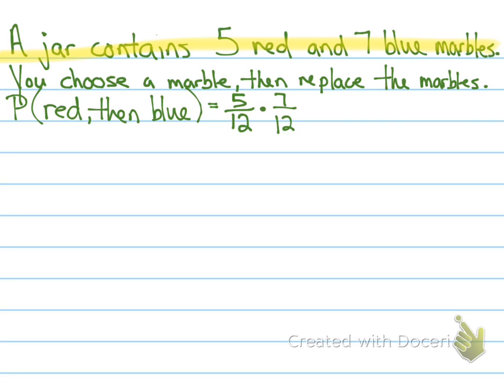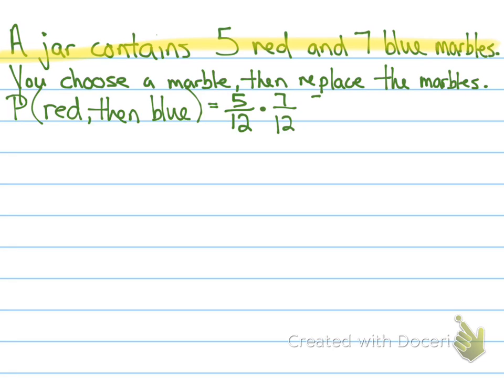So here, instead of adding like I did with disjoint and overlapping events, when it's independent and dependent, I actually multiply the probabilities together. You're going to need to remember that part. That part's really important. And now you just multiply the fractions. Put it in your calculator: 5 over 12 times 7 over 12.